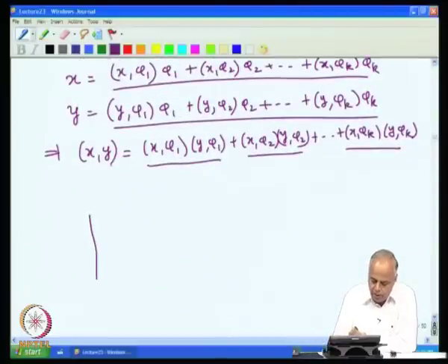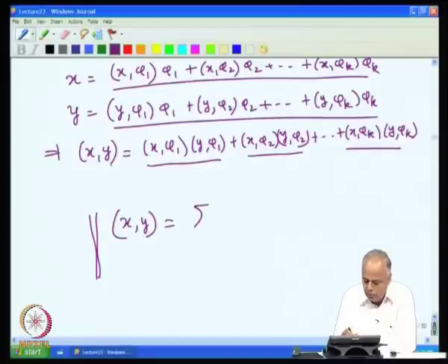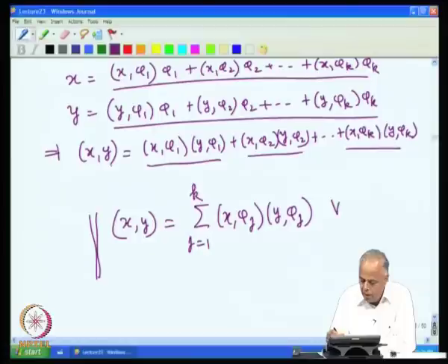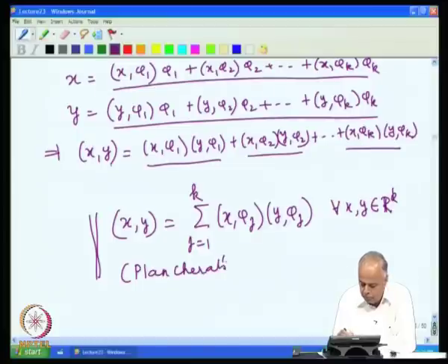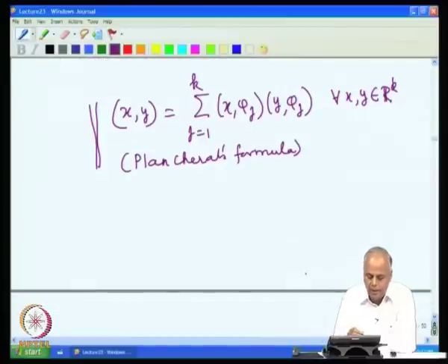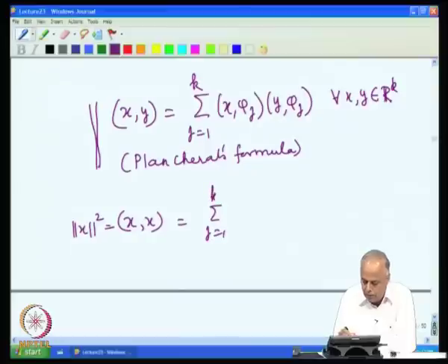So, therefore, the next important property is that x comma y is equal to the summation j equal to 1 to k of x phi j times y phi j, for every x, y in R k. This is referred to as Plancherel's formula. Once again, if we put y equal to x in the above, we get the length of x squared is the sum over j equal to 1 to k of x phi j, the whole square.